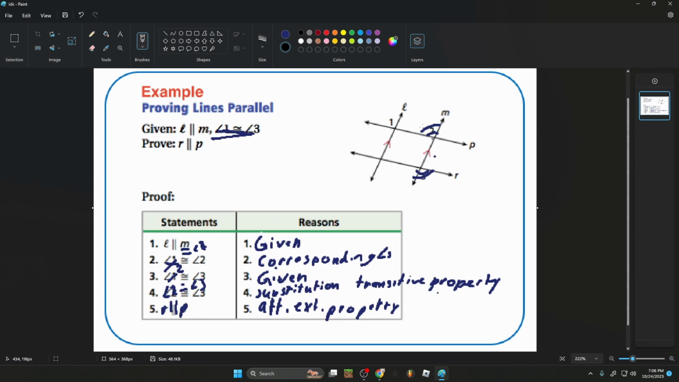You think, how do I know that? But if you see here, since 2 is 3, oh, this is the converse. Because we don't know if it's parallel or not. The converse alternate exterior property tells us that if these two angles are congruent, then these two lines are parallel. So now we could tell that P is parallel to R, right?